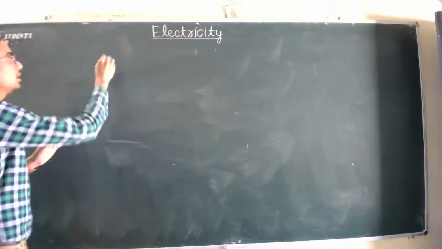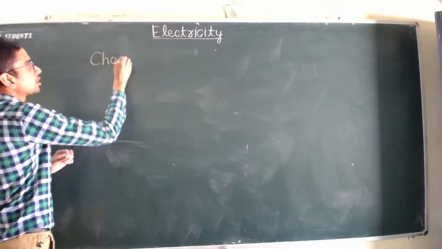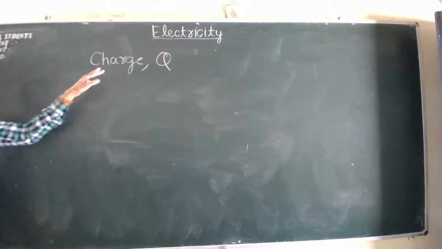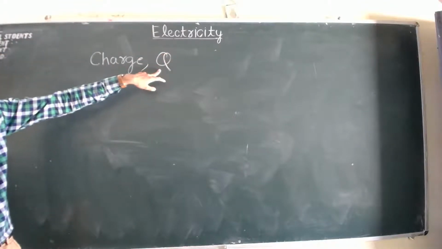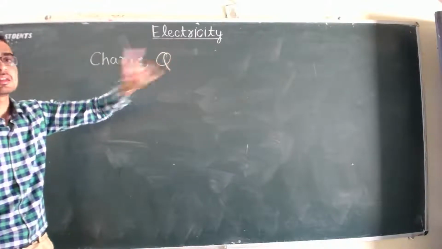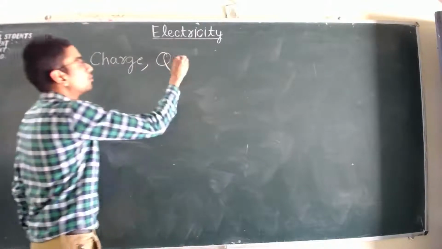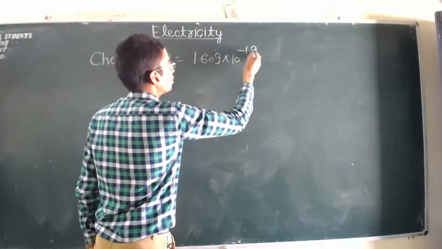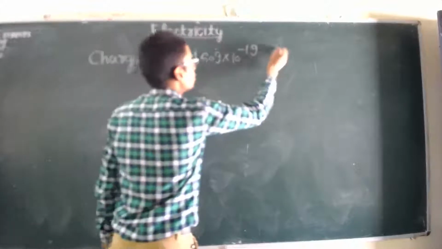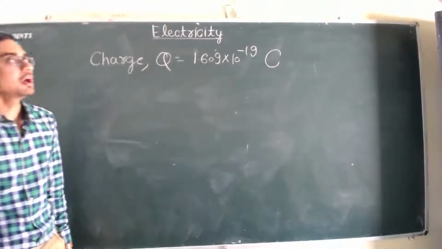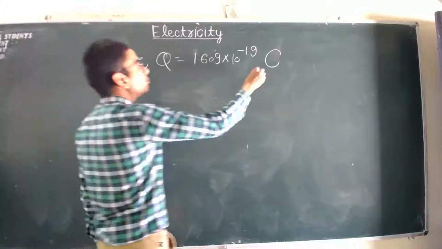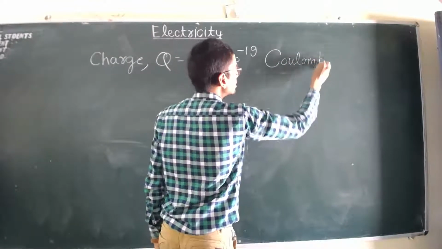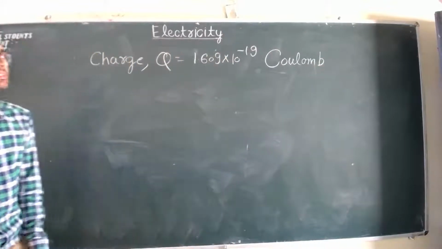Charge we denote by Q. All right, जब भी आप चार्ज का सिंबल लिखेंगे that is Q. और इलेक्ट्रॉन पर कितना चार्ज होता है, किसी ने भी लिखा है 1.609 into 10 raised to power minus 9. और यूनिट क्या होती है चार्ज की? कूलम, COULOMB, we denote it by C. So unit of charge is coulomb or C.